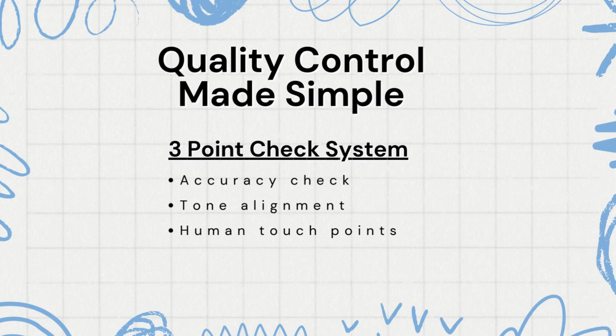The tone alignment would be the tone that you want, such as, do you want it to be a professional tone? Do you want it to be an excited tone? There's tons of different tones that you can put in. You can basically put in whatever you want, and that will be something that you will put in the prompt.